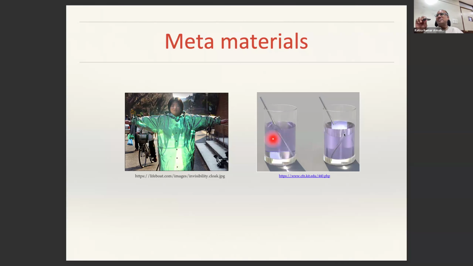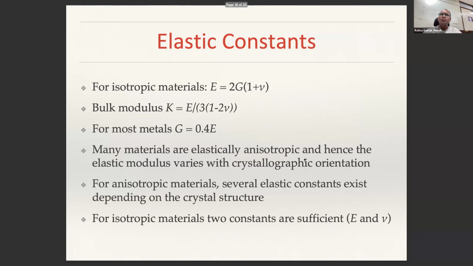Similarly, here you can see a material which has a negative refractive index. A normal refractive index will show something like that. Although this is not a broken piece, it is the same straw. Because of the refraction, you will see a change in angle inside the water. But if you have a material that has a negative refractive index, instead of showing it this way, it will show it in the other direction. These are all various classes of metamaterials which are now finding very interesting applications in engineering.